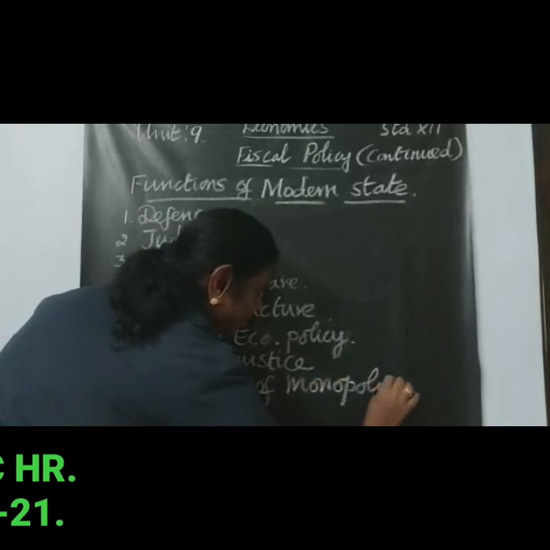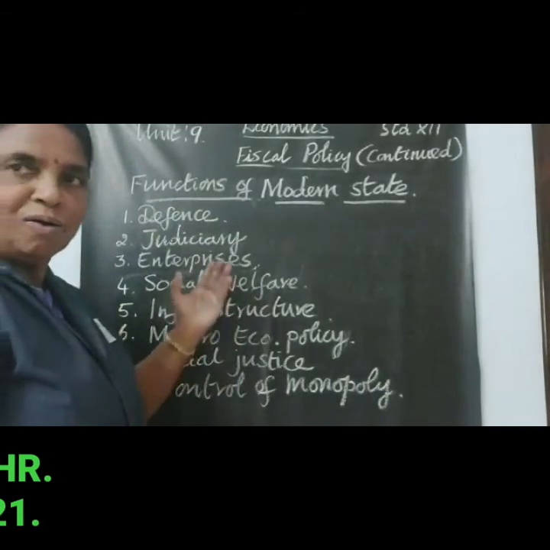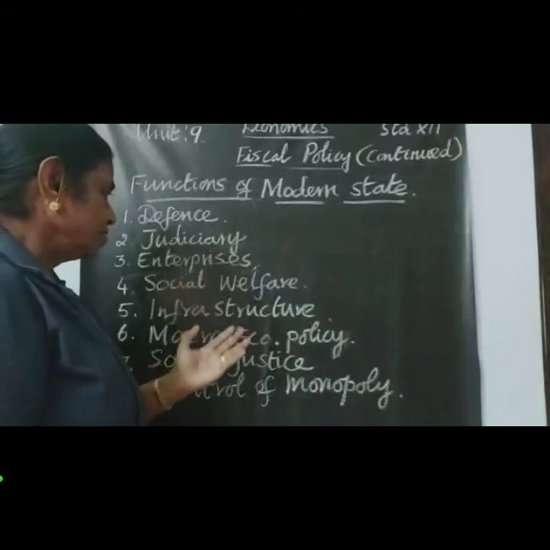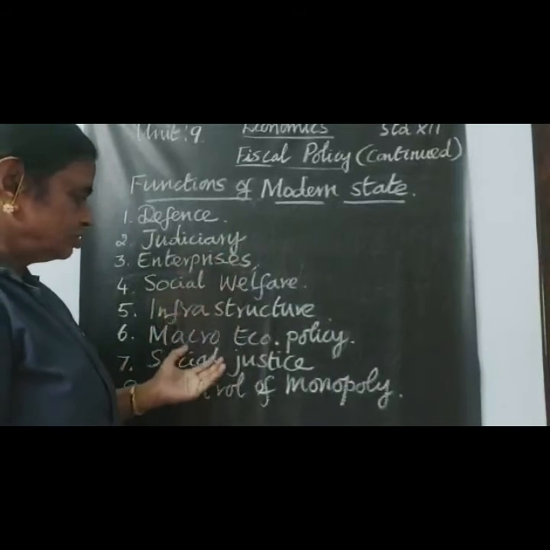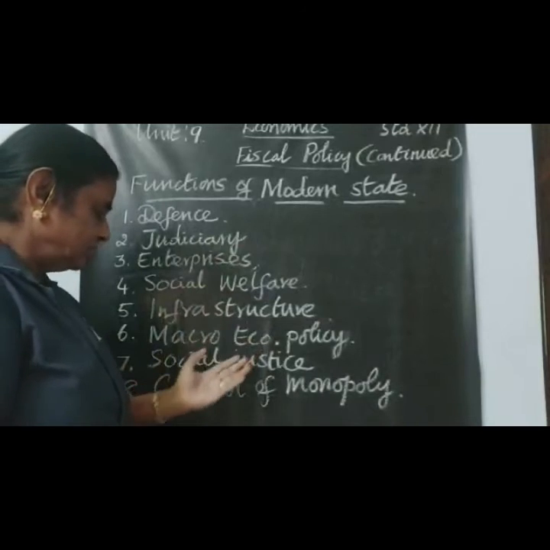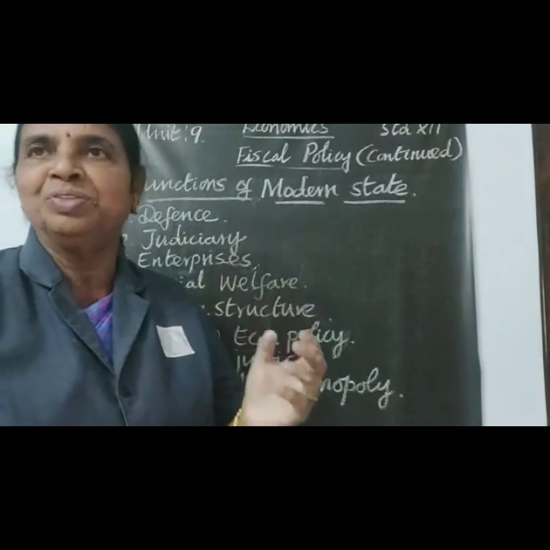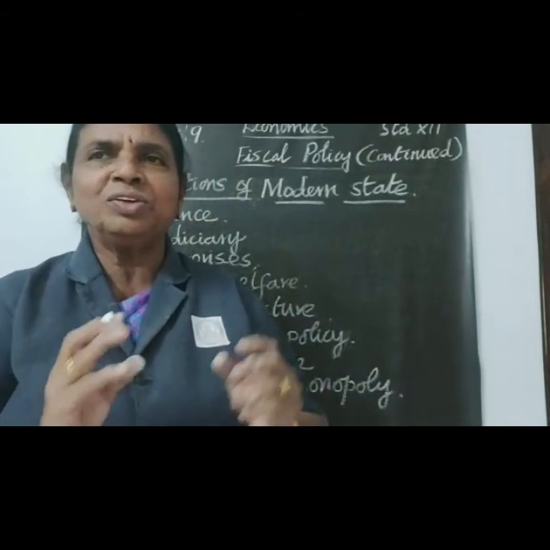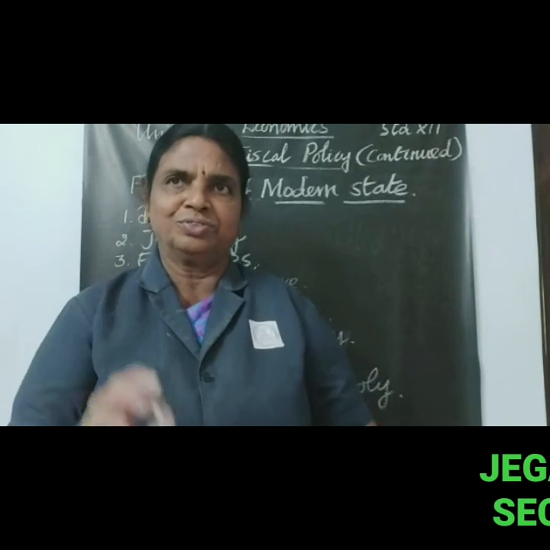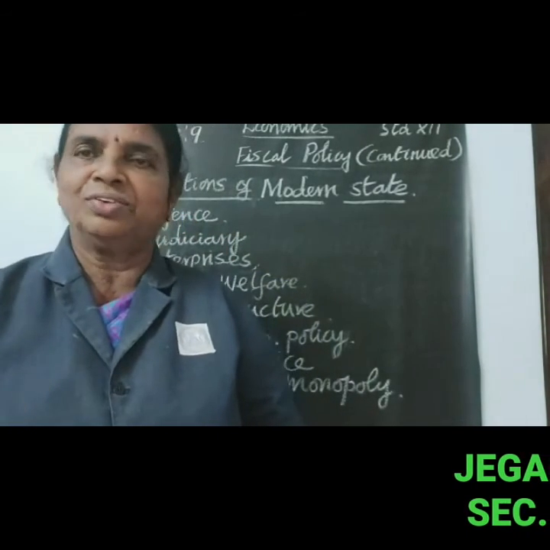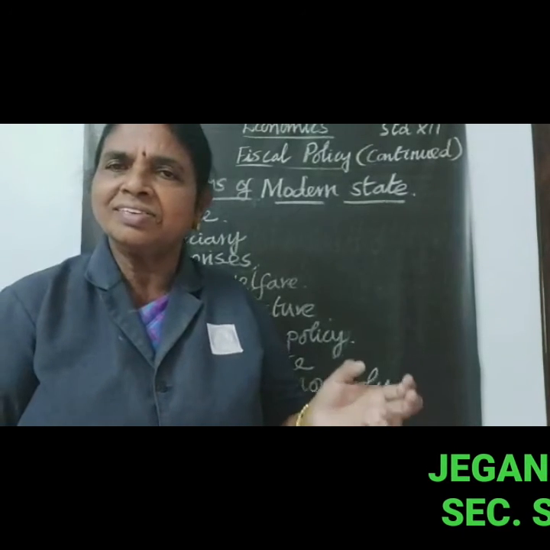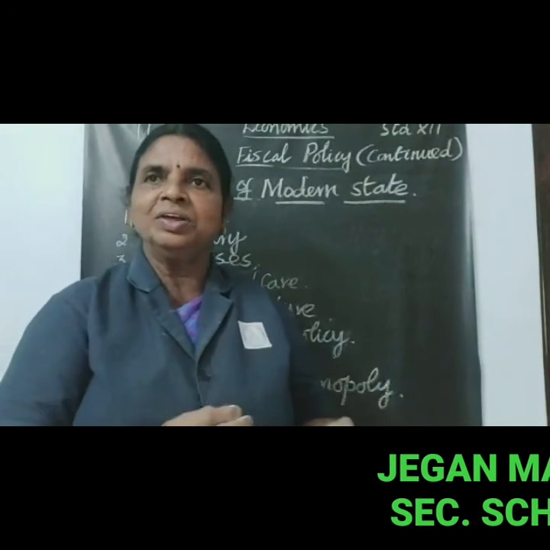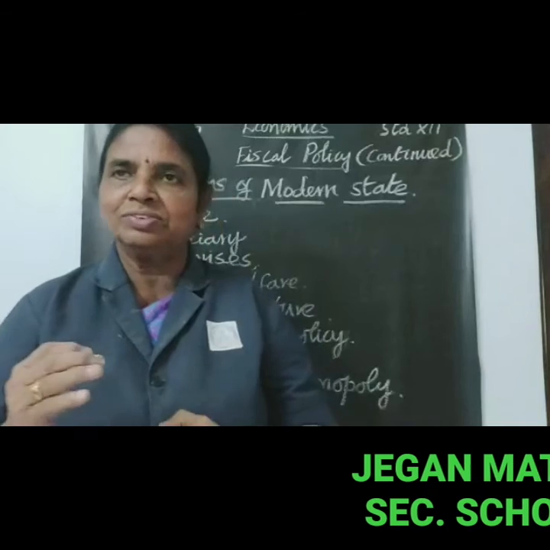So if a state follows all these functions in a proper way, defense, judiciary, enterprises, social welfare, infrastructure, macroeconomic policy, social justice, and control of monopoly, then that state will be the best state in the world. The state can play three kinds of roles. As a producer of goods and services. Secondly, as a supplier of public goods and social goods. And thirdly, as a regulator of the economic system.